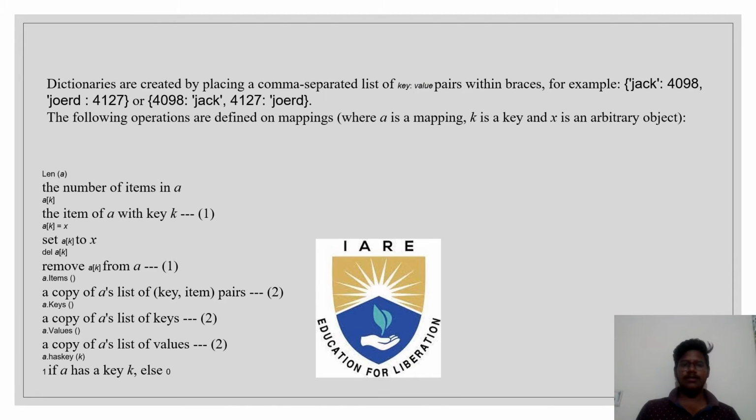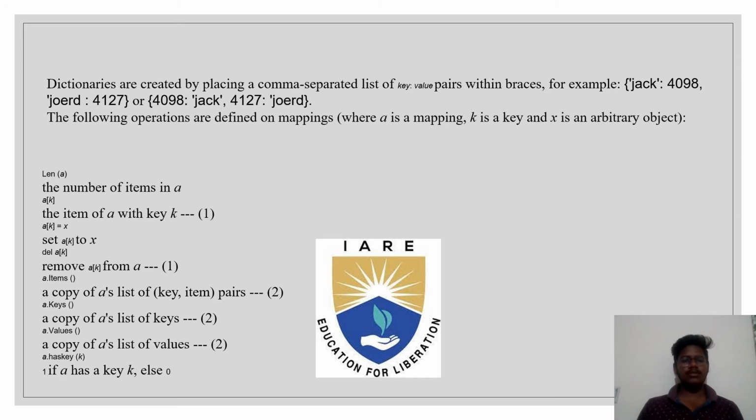Dictionaries are created by placing a comma separated list of key to value pairs within braces. For example, here we can see the example like Jack colon 4098 and George colon 4127. The following operators are defined on mapping where A is a mapping and K is a key and X is an arbitrary object.